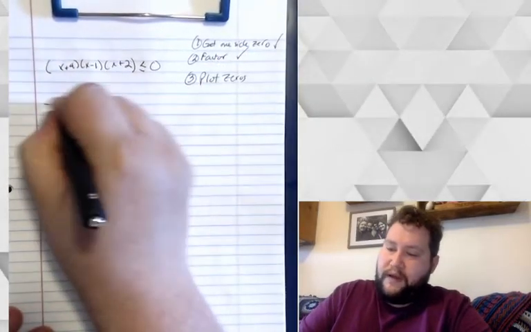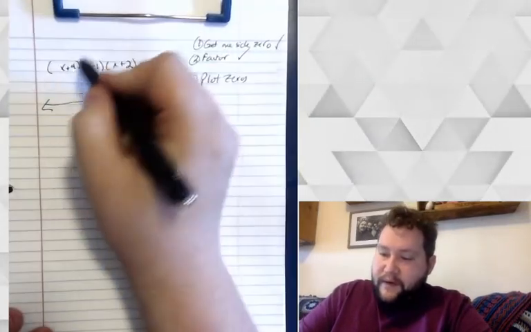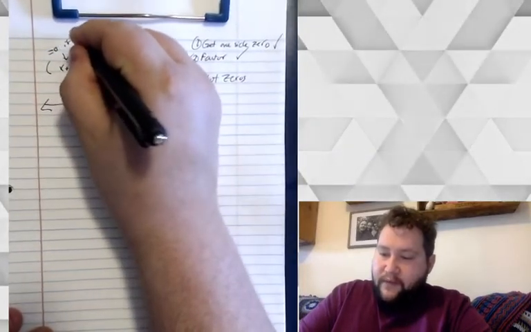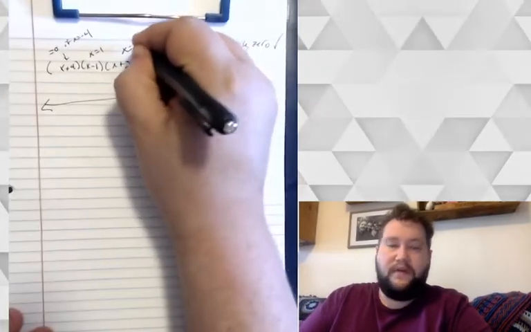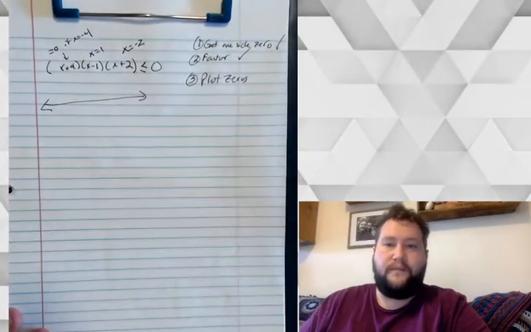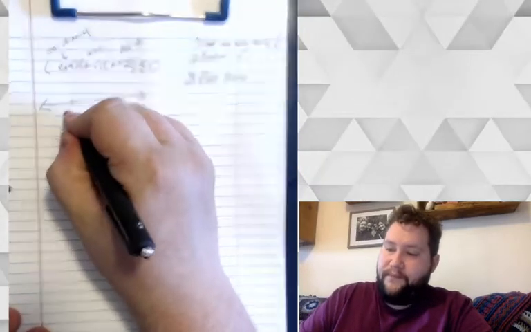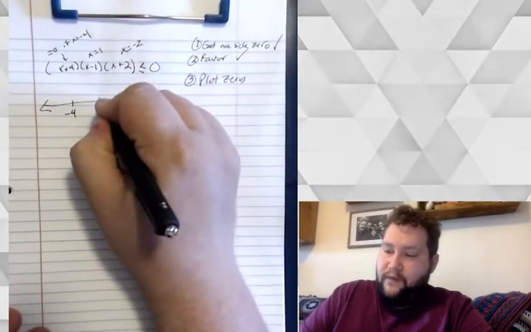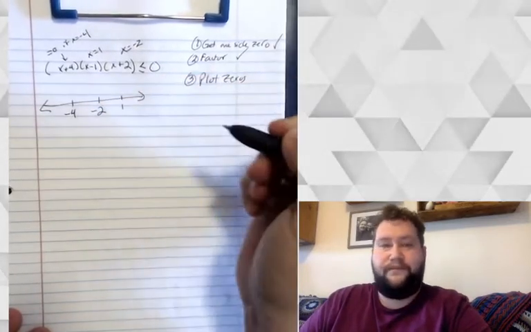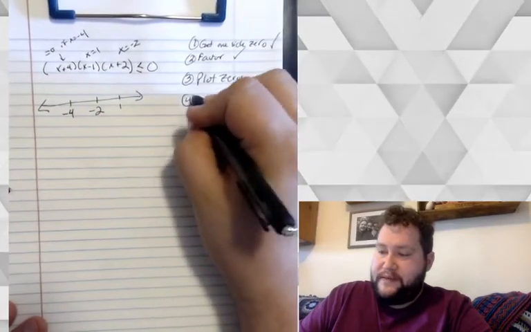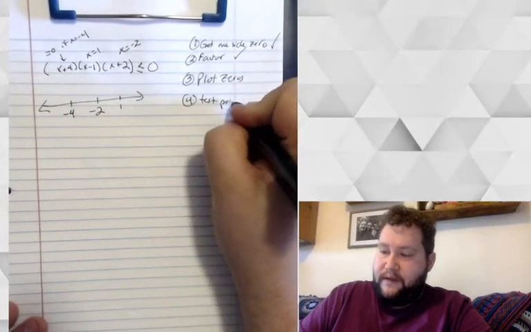So now we have to plot the zeros. So draw a number line. This equals 0 if x equals negative 4, if x equals 1, and if x equals negative 2. And so we'll go ahead and put those points, negative 4, negative 2, and 1. And we construct our test point table.